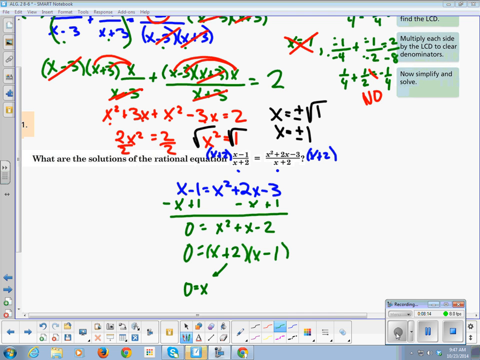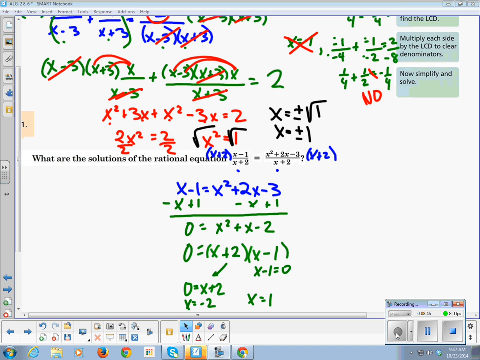when x plus 2 is equal to 0. And this equation is true when x minus 1 is equal to 0. So my answers are x equals negative 2 and x is equal to 1. But I need to plug them back in to my original equation to make sure there's no extraneous solution. And I already see a terrible, terrible solution.